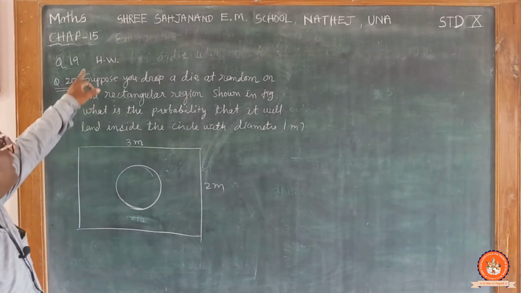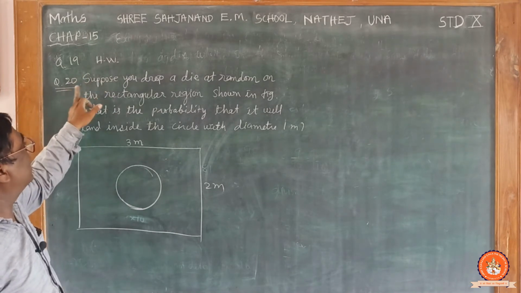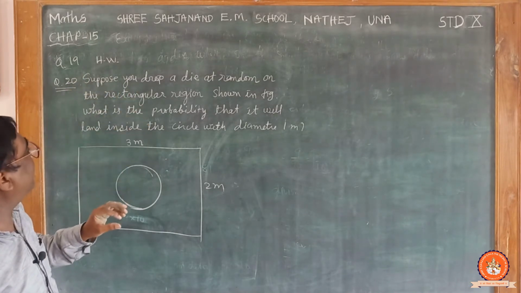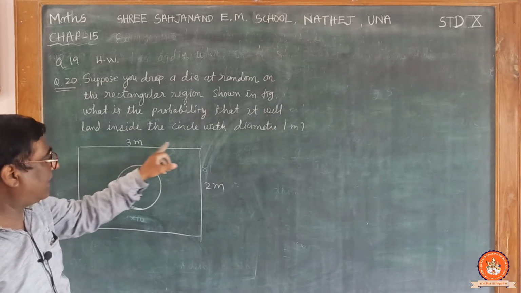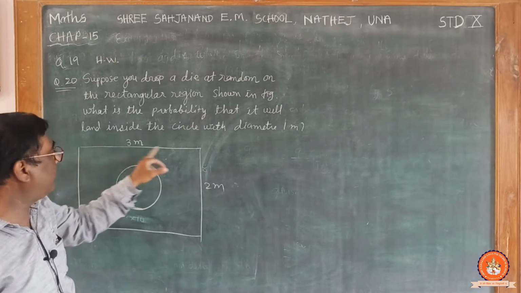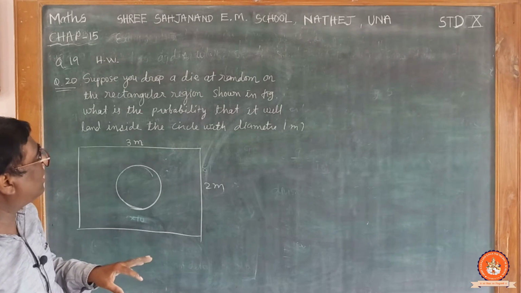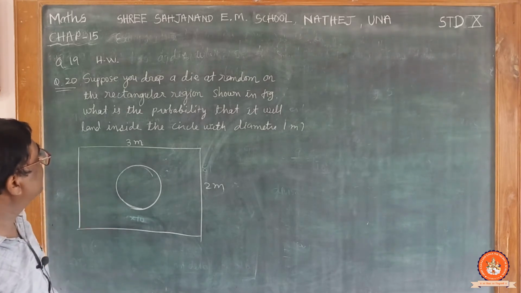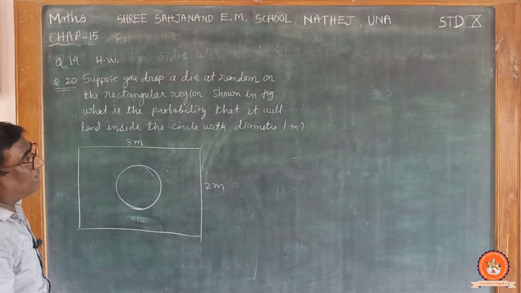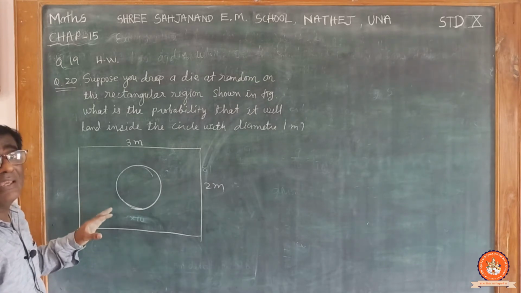Now, question number 19 in homework. Very easy question this one is. Now, question number 20. Suppose you drop a die at random on the rectangular region shown in the figure. This is the rectangular region having 3 meter length and 2 meter breadth, and we throw a die on it. What is the probability that it will land inside the circle with the diameter? This is the question related to area and probability.